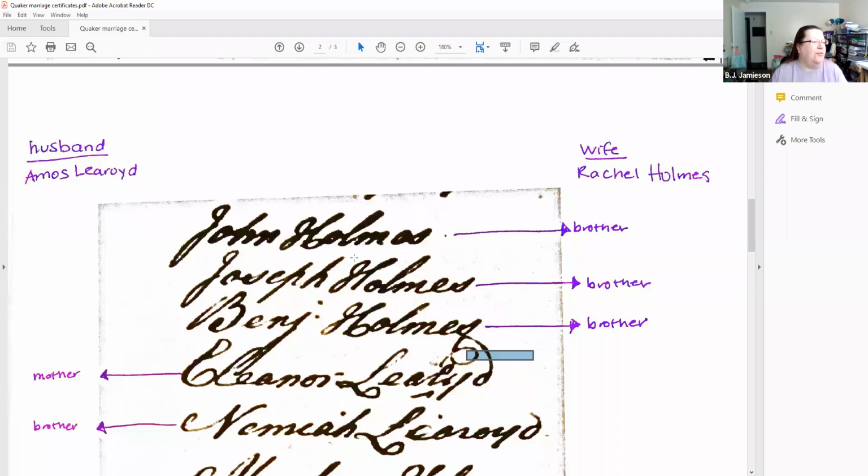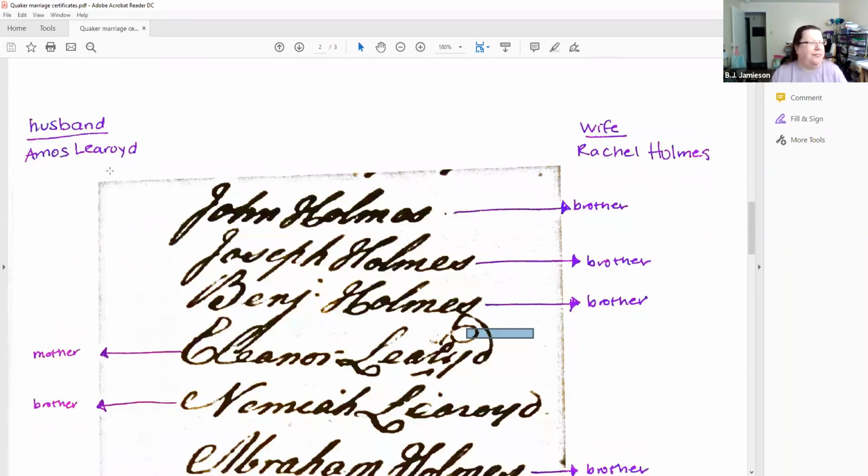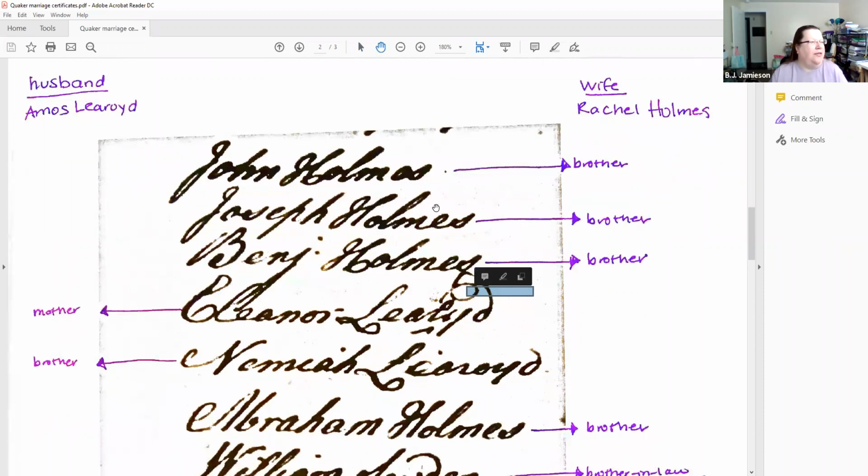Okay. So what I did on this is I copied just that column, and on one side I put the husband, and on the other the wife. And so I went through and figured out Eleanor Leroy, and this should be Nehemiah Leroy, obviously are on the husband's side of the family. The Holmeses are her side of the family.